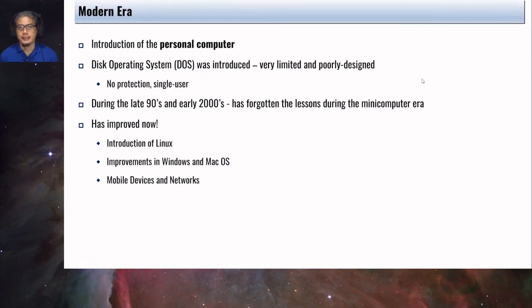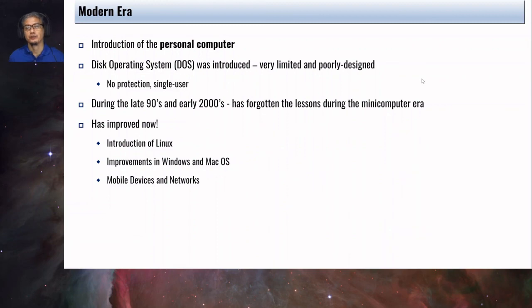Now for the modern era, we have the personal computer. Actually in the 90s, we have the personal computer, and almost everyone can own a computer, and the operating system then was called the disk operating system, or DOS, which was very limited and poorly designed. Before the modern era, we have Unix, which runs on minicomputers, and it has a solid design. So we have workstations during those days, and the OS has a solid design.